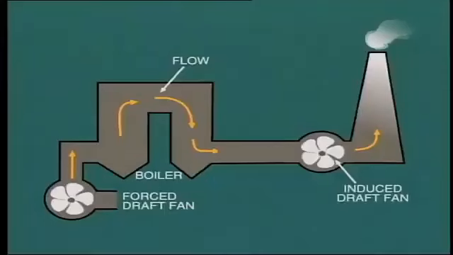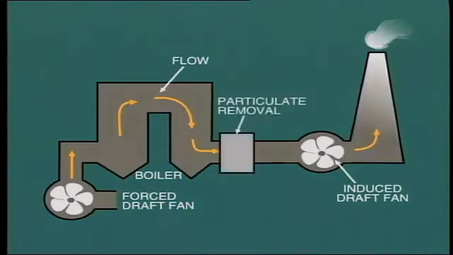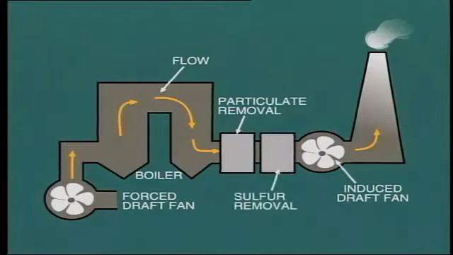Now, the system we've been studying here is quite basic and does not include any pollution control equipment. For example, if the boiler is coal-fired, it would be fitted with equipment to remove dust and other particulate matter from the gas stream before it is discharged to atmosphere. Flue gas treatment equipment may also be installed if high sulfur fuel is being burned. We'll deal with this subject in more detail in the next video.